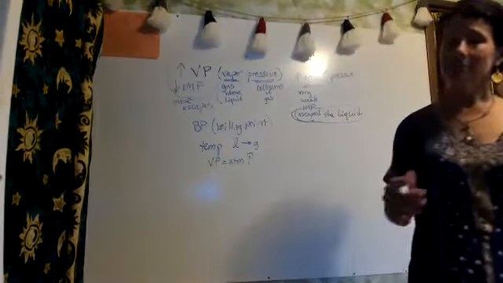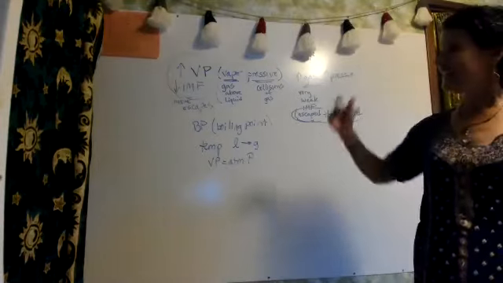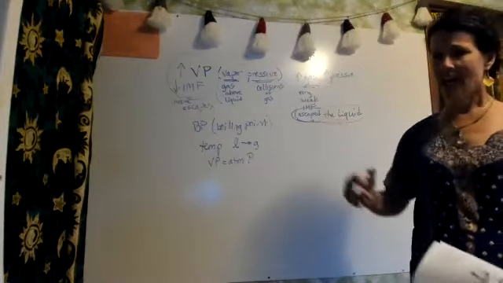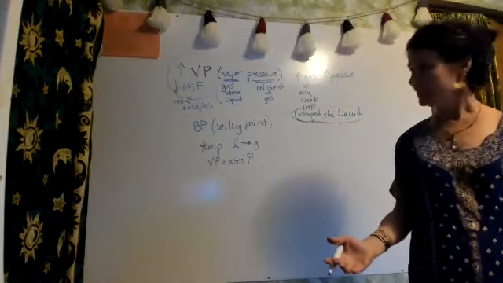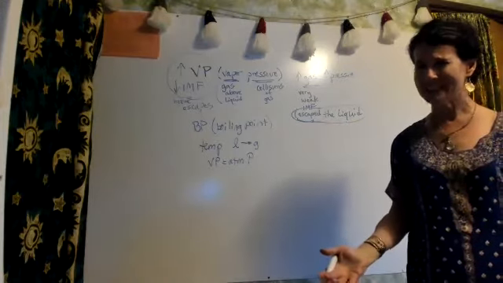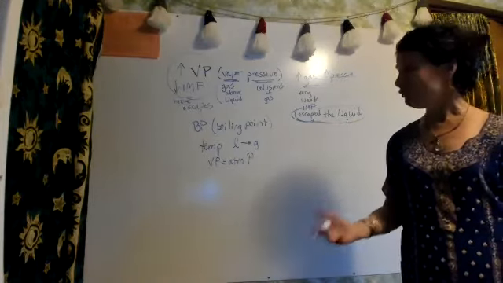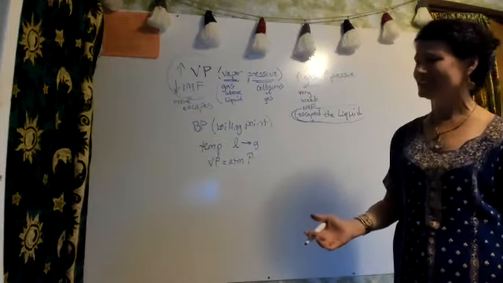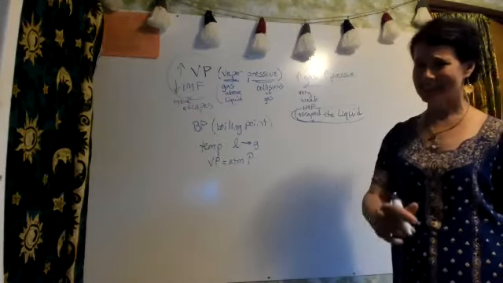So boiling point changes as the vapor pressure changes. We all know that water has a boiling point of 100 degrees Celsius. It turns out it doesn't. It only is going to be 100 degrees Celsius on a perfect day at sea level.